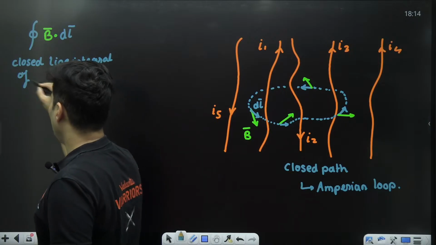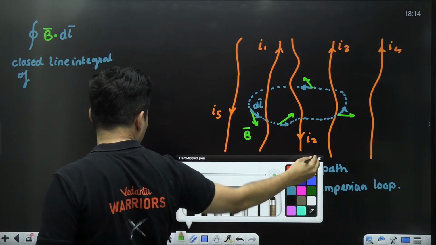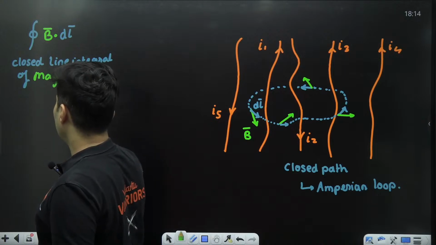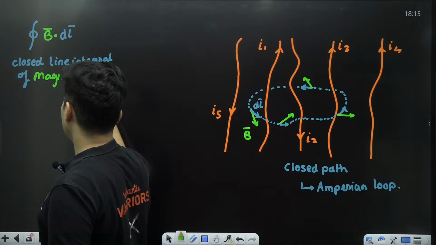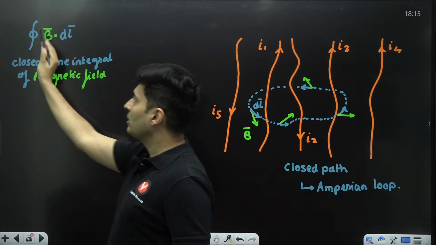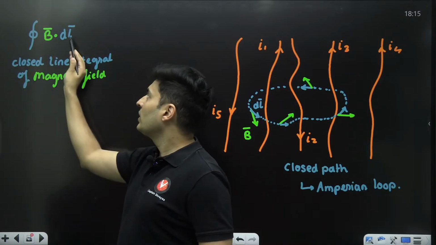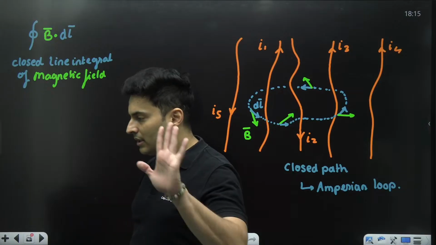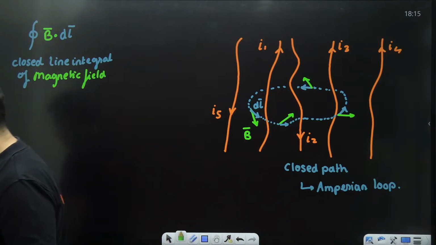But whom am I integrating with the rest? Of the magnetic field. Why closed? Because I came back to the same point. Integration, because I am adding up. Line, because there is a dl. Whom am I integrating? The magnetic field. Is this clear, everyone, till this point?